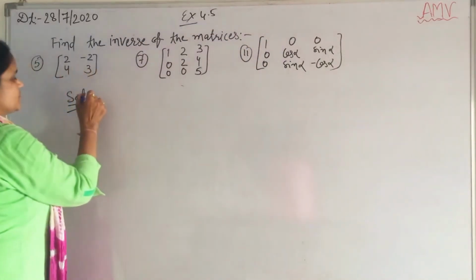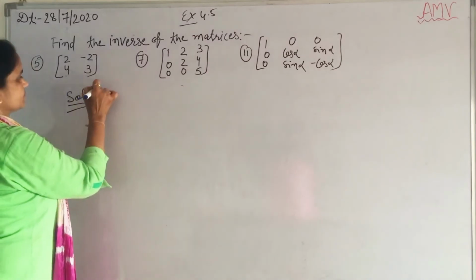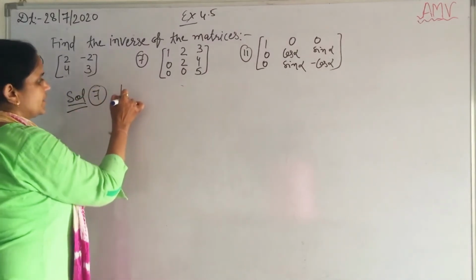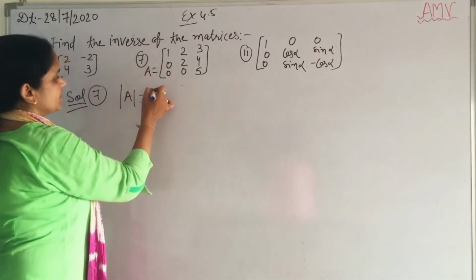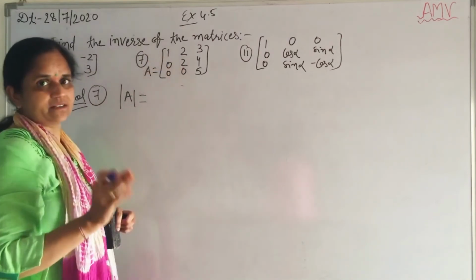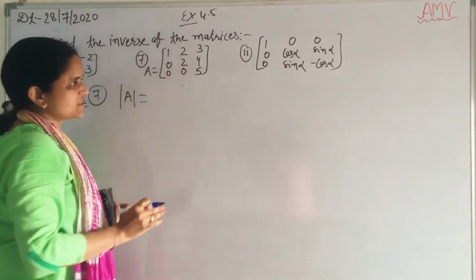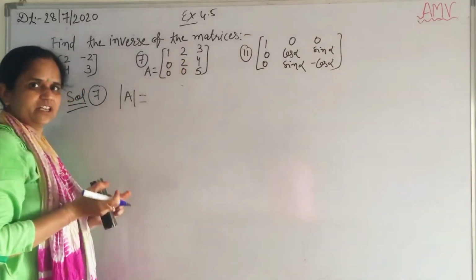So for this question, first find |A|. Let it be A. Okay, then I am expanding along the first column. Since here there are 2 zeros, students, it would be easy.